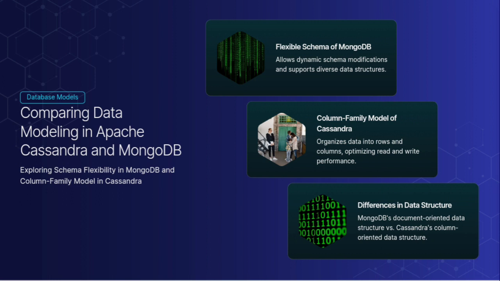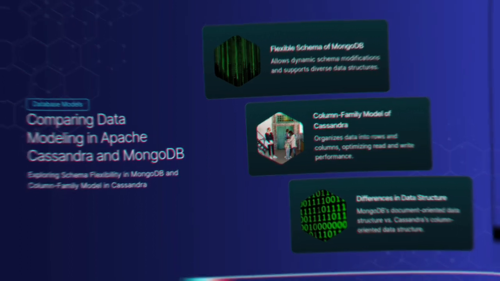Now use cases and industry adoption. Apache Cassandra is commonly used in applications requiring high availability, real-time analytics, and distributed data storage, such as IoT, financial services, and social media platforms, whereas MongoDB is widely adopted in web and mobile applications, content management systems, and data-driven applications where flexibility, scalability, and ease of development are paramount.